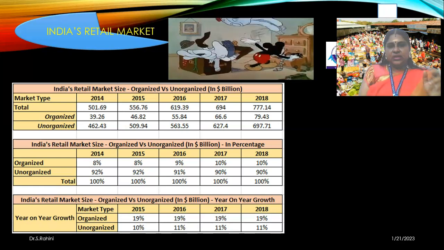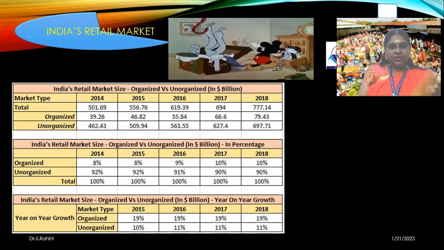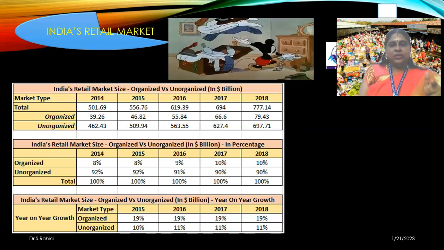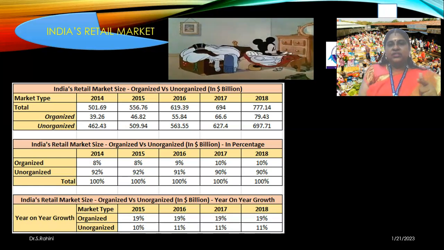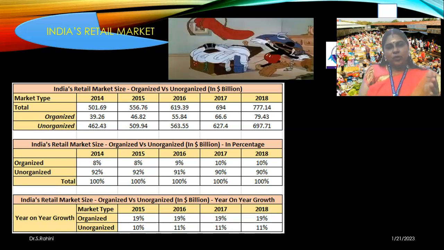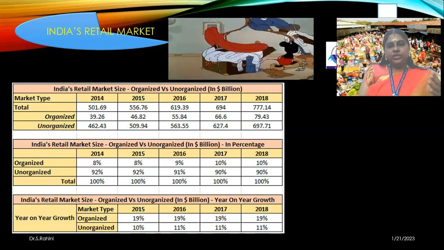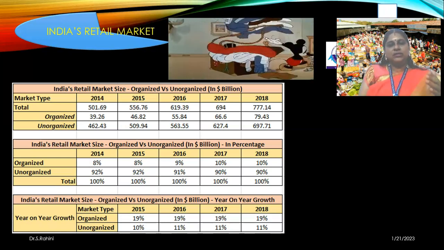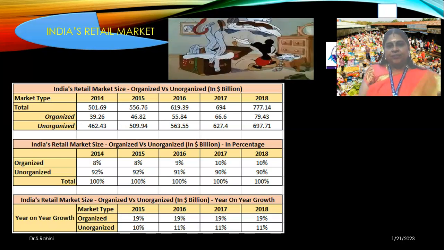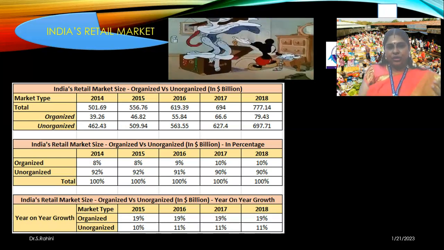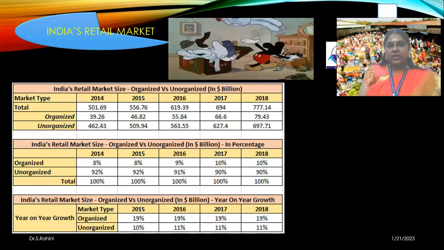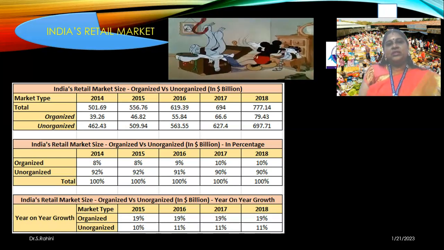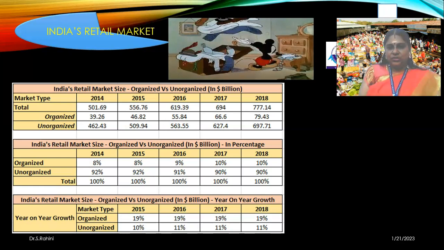India's retail market size in the organized and unorganized sectors is given separately here. In the organized sector, you can see 39.26 in the year 2014, and it came to 79.43. But in the unorganized sector, many people are contributing because India has a rural population. Most of the unorganized retailing is in the rural areas, so their contribution is 462.43. Recently they moved to the villages and started their retailing business, so it came to 697.71 in the year 2018.